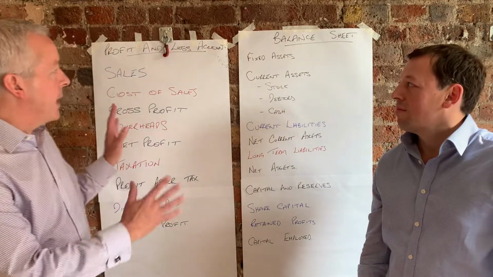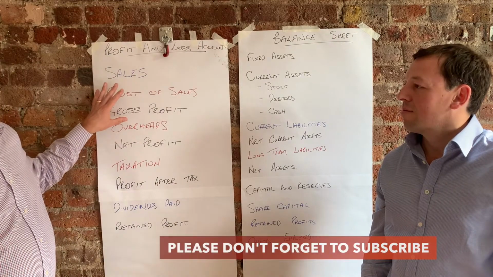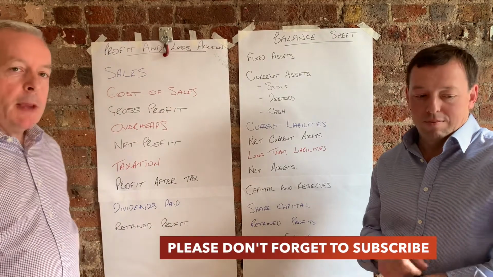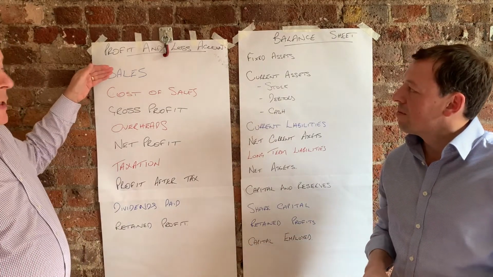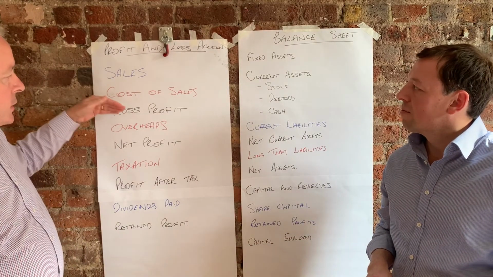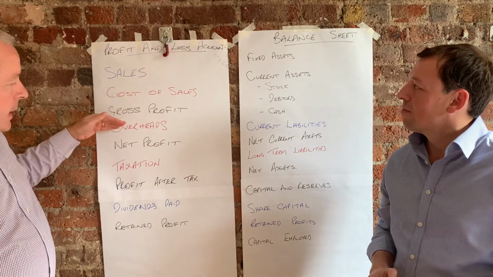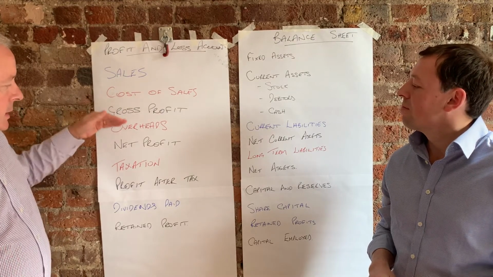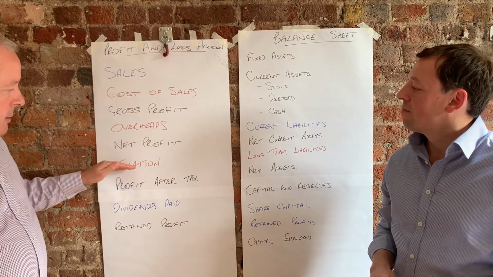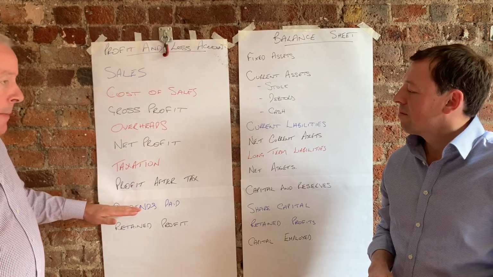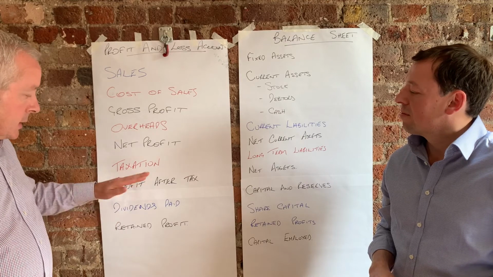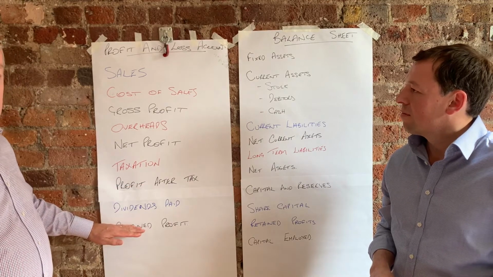So we've drawn up here, very simple, a profit and loss account. Profit and loss account, I think most people understand those. You have income, sales, the cost of sales gives you a gross profit, less the overheads or running costs of the business gives you the net profit. The taxman takes his bit, gives you your profit after tax. You then pay dividends out to the shareholders and the profit that you retain for the year.